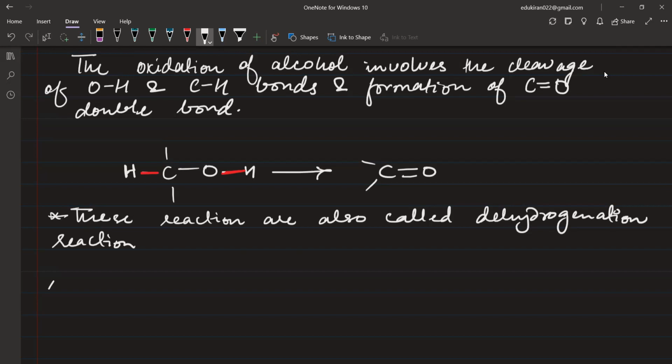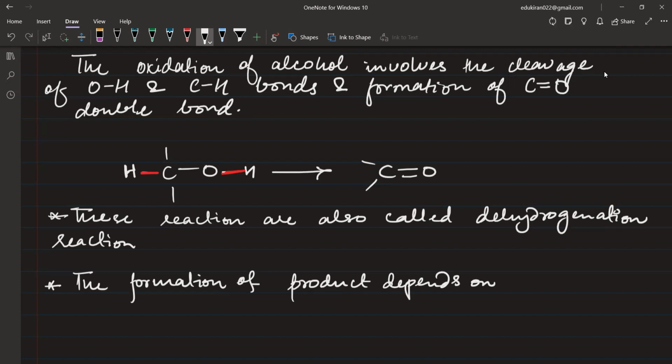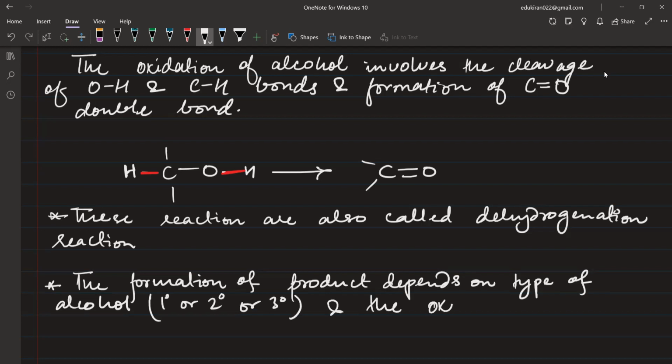Right, next. The formation of product depends on the type of alcohol. That means whether you are having 1 degree or 2 degree or 3 degree alcohol, and the oxidizing agent.